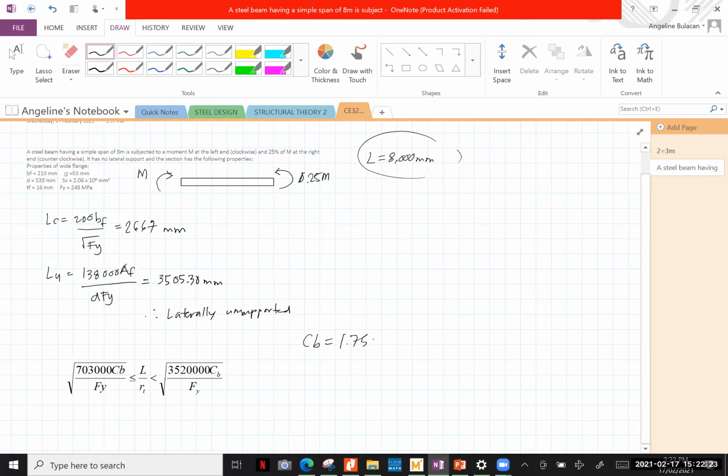1.75, di ba? Plus 1.05 M1 over M2. Then plus 0.3 M1 over M2 squared. Now, since ang M1 natin dapat is smaller, so definitely ang M1 natin is 0.25, M2 natin is M. Now, makakancel lang naman yung moment dyan. So, pwedeng ang ilagay nyo is 0.25 na lang.